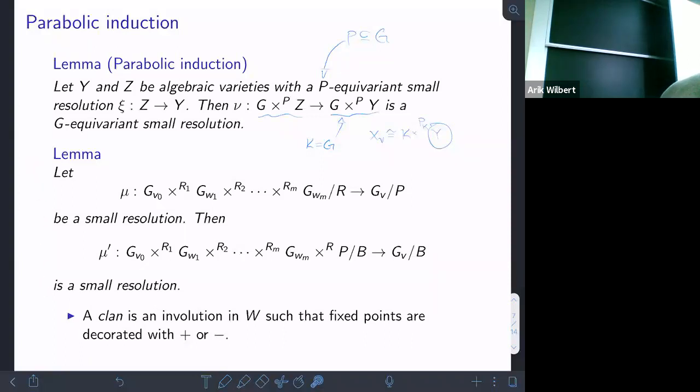And here's another way. If you have a small resolution of a K orbit in a generalized flag variety, like in something like G mod P, then you can pull it back and get a small resolution in the full flag variety G mod B. So this is just the pullback, and you can describe it. Here's the quotient. So you stick on the end a P mod B, and you get the pullback.